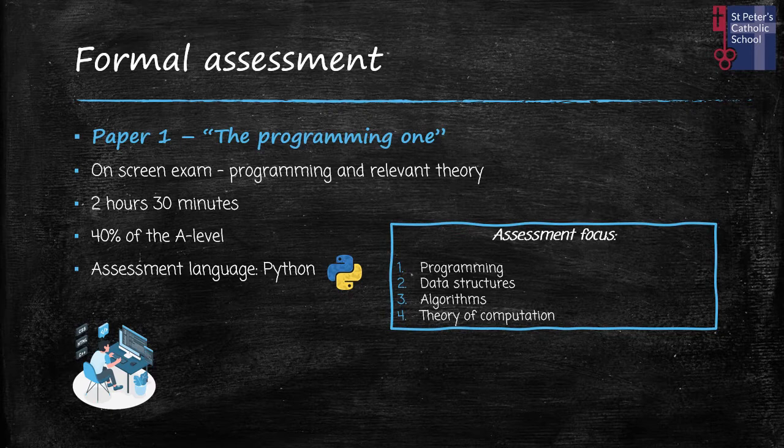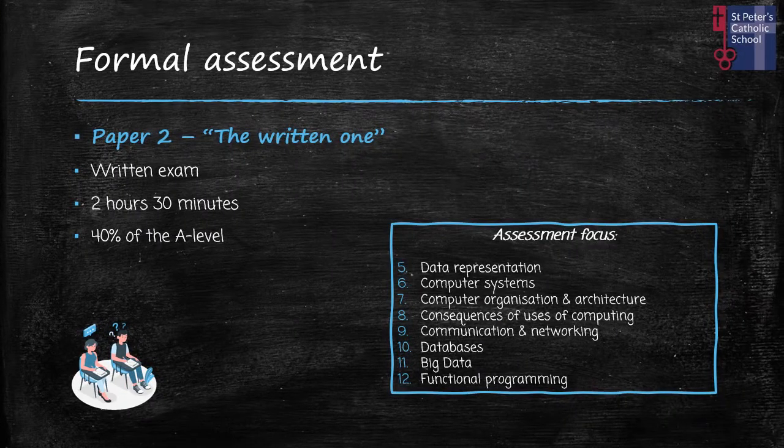study. In Paper 2, students will complete a written exam that will assess their knowledge of general computer science theory. Like Paper 1, this paper is also 2 hours and 30 minutes in length and worth 40% of the final A-level grade. This exam is a mixture of compulsory short answer and extended answer questions. This exam paper focuses on areas 5 to 12 of the course content.